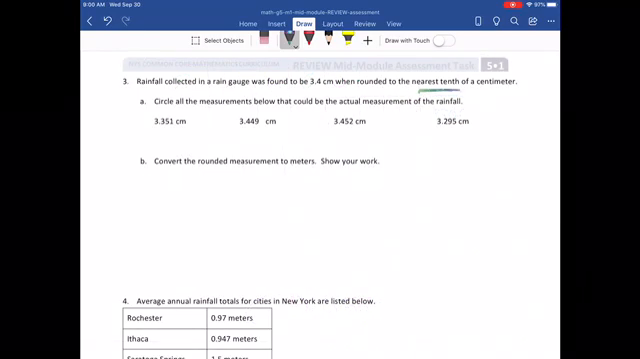We are on number 3 on the back. Rainfall collected in a rain gauge was found to be 3.4 centimeters when rounded to the nearest tenth of a centimeter. Circle all measurements below that could be the actual measurement of the rainfall.